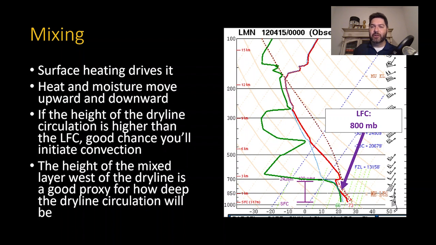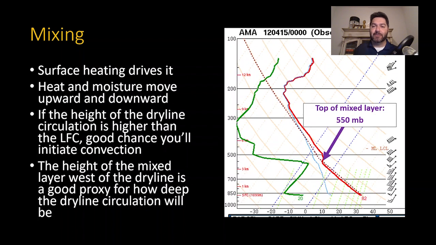So if you're looking at, say, a sounding at Amarillo, you would be looking for a mixed layer that was at least 800 millibars tall, and you'd want it to ideally be taller for convective initiation chances. And here you can see the top of the mixed layer, actually at Amarillo, is 550 millibars. So that gives you a good sense of how the dryline circulation will evolve in terms of depth.